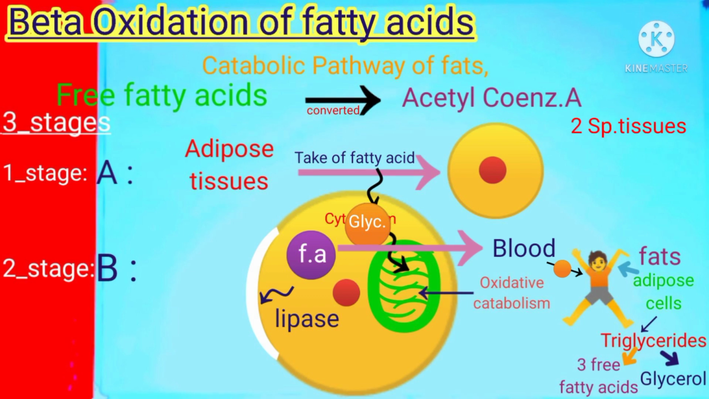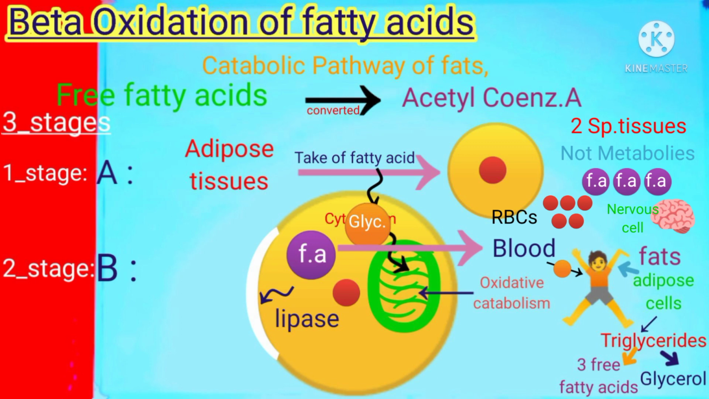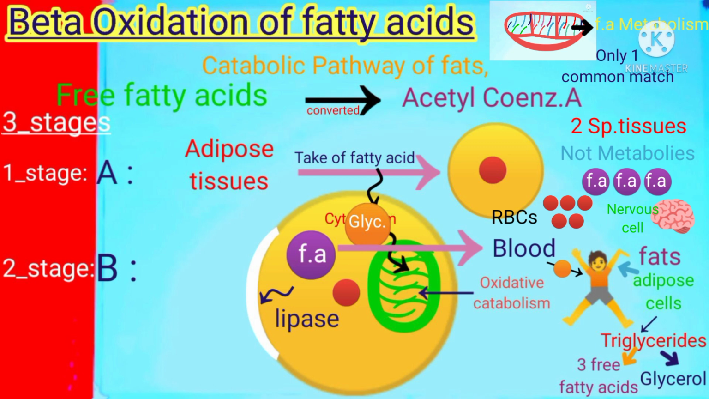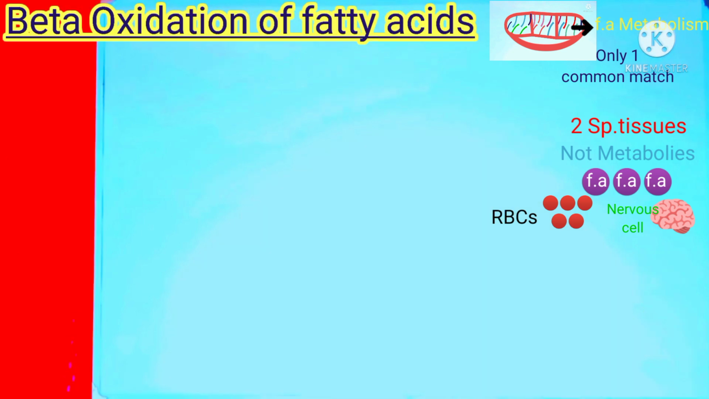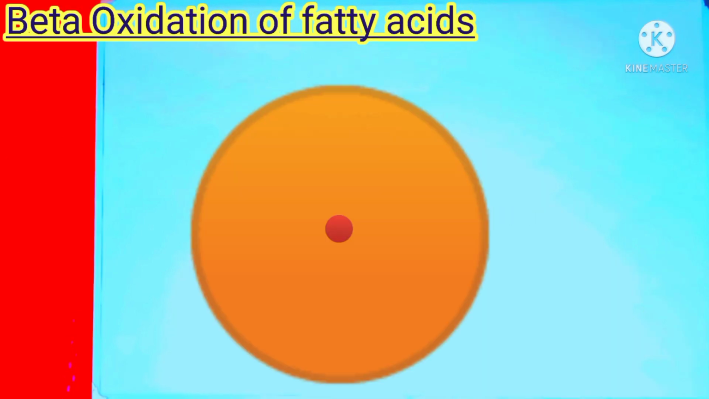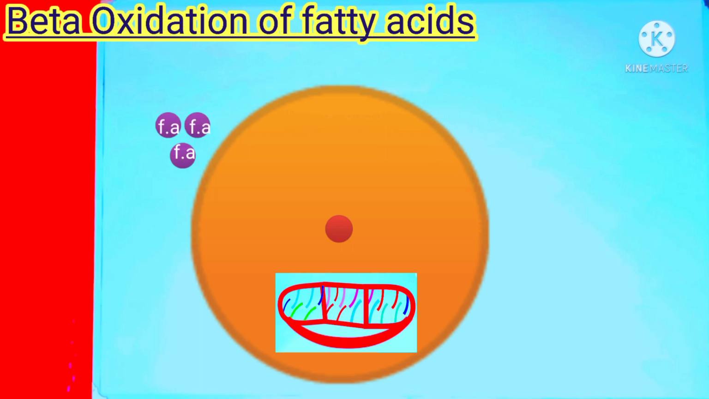Two tissues are also located in the body that cannot metabolize free fatty acids, which are the RBCs and the nervous tissues. Both of these tissues possess only one thing in common, that they have no mitochondria, and these mitochondria are essential for fatty acid metabolism. Students, this is a target cell that can metabolize the free fatty acids with the help of mitochondria.